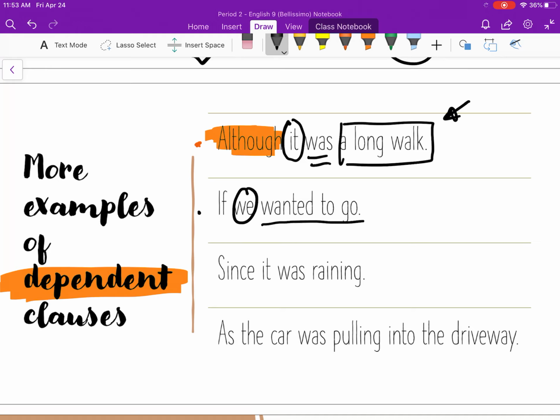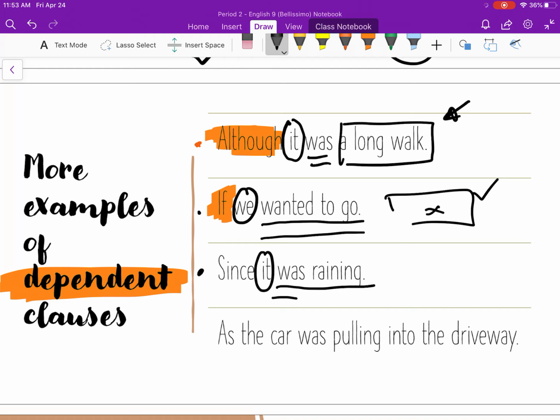To want and to go, so it's a nice long verb there. And we don't have any rest of the sentence, but that's okay. And then we have this kind of little eyesore right there, "if." Okay, third sentence. "Since it was raining." Subject: it. Verb, again, nice long verb: was raining. And what is the eyesore? "Since." Alright, our last one right here.